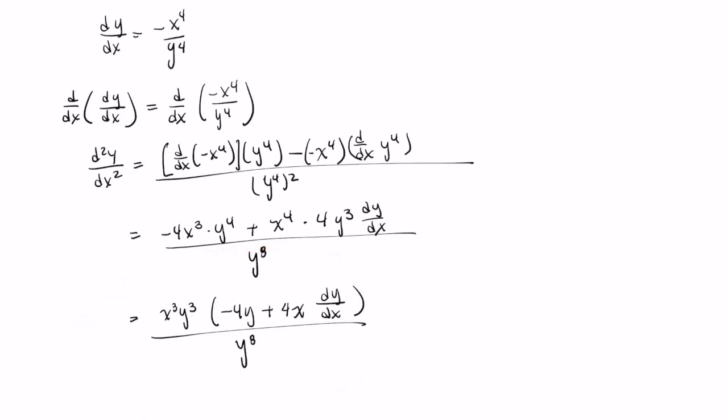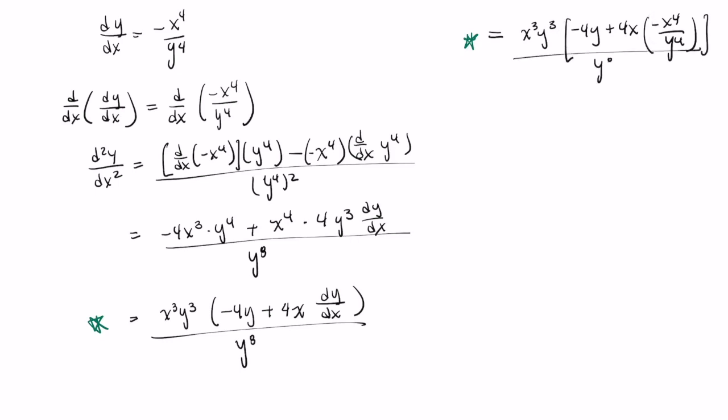Well, we have a little more information. That is, dy over dx is this expression, or this value here, negative x to the fourth over y to the fourth. So up here, I'm going to continue my work. I'm going to replace this dy over dx with negative x to the fourth over y to the fourth. So this is x cubed y cubed times negative 4y plus 4x times negative x to the fourth over y to the fourth power. And this is divided by y to the eighth.